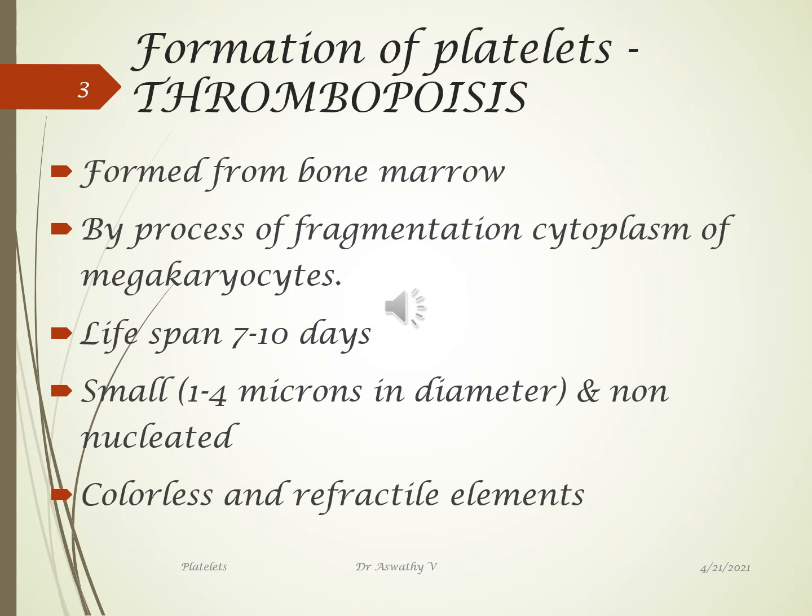Next, let us discuss the formation of platelets. The process is called thrombopoiesis. Platelets, like any other blood cells, are formed from the hematopoietic stem cells of bone marrow. The stem cells are of myeloid stem cell lineage called megakaryocytes. They are giant cells. Platelets are derived from fragmentation of cytoplasm of these giant megakaryocyte cells, and hence they are non-nucleated.